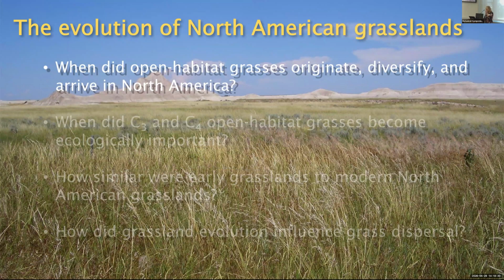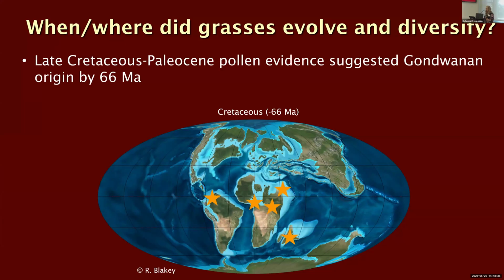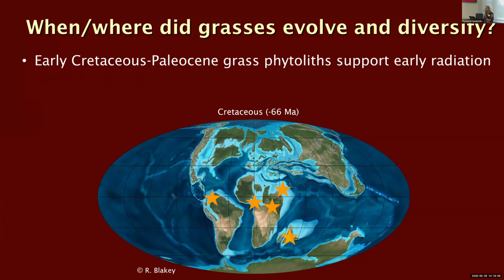Okay, so let's first talk about what we know about the evolution of grasses writ large. So for a long time, we had pollen evidence that suggested that grasses had originated by the latest Cretaceous or early Paleocene. And these pollen were all confined to the southern continents, or Gondwana. So that's where people assumed that they originated.